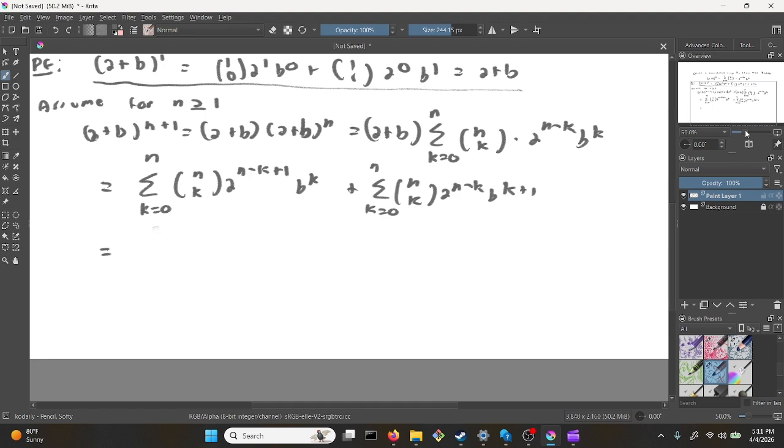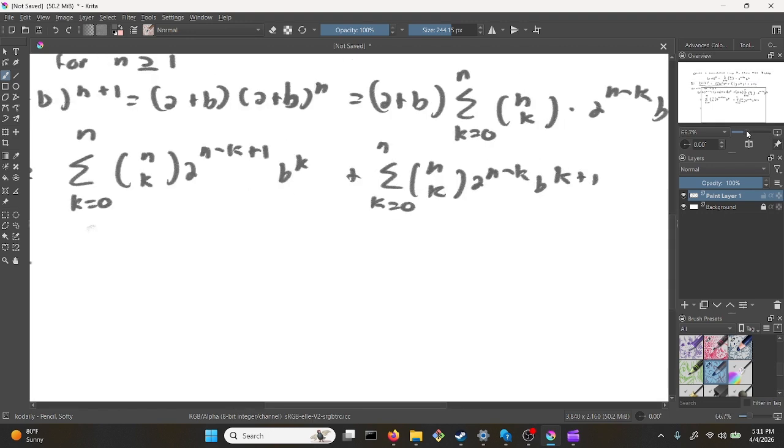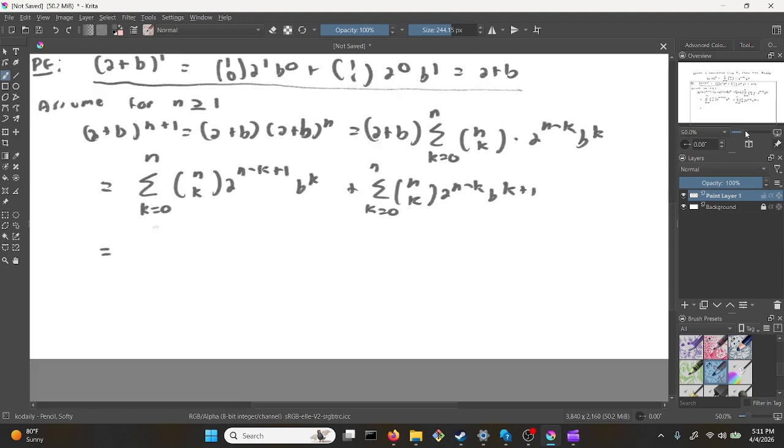Okay, so sorry for the cut. I realized I made a mistake in my work, so I had to cut it out. But basically, from this step, what we're going to do is rearrange the sums, more specifically this right-hand sum, with the intent of using Pascal's identity.